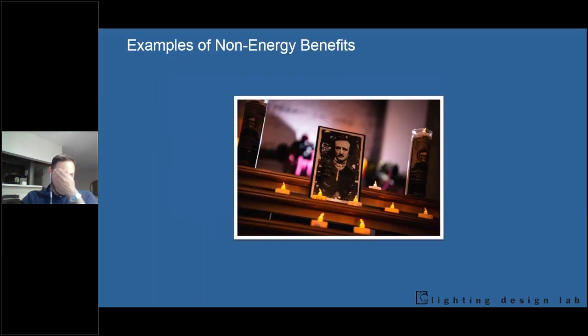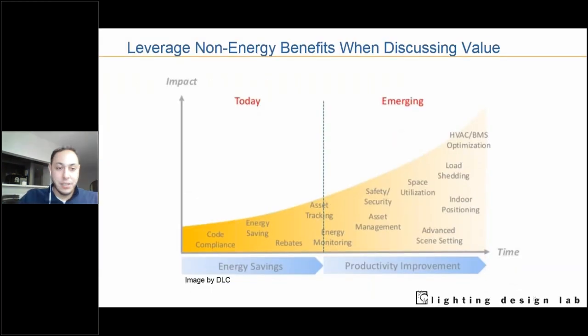Let's talk a little bit about these non-energy benefits that PoE lighting systems can help us get to. As a preamble, energy savings and code compliance are good ways to get your foot in the door with implementing a connected lighting project. But what's really interesting is the emerging technologies that connected lighting systems can help us get to. And again, I've said it ad nauseam to this point, but the beauty of PoE lighting is that it's a platform that can connect multiple systems with multiple capabilities.